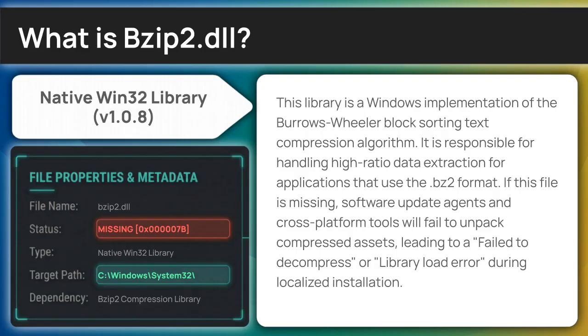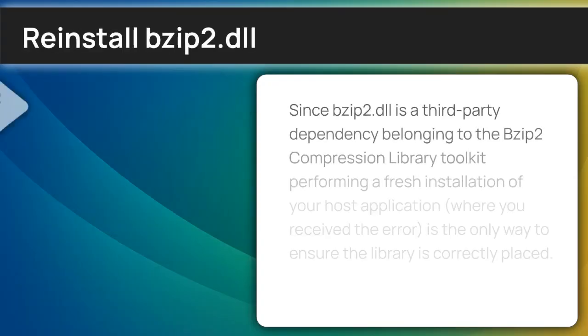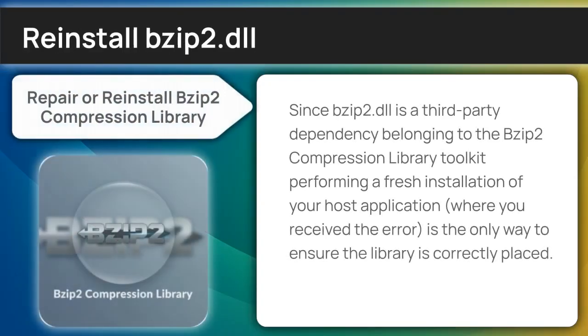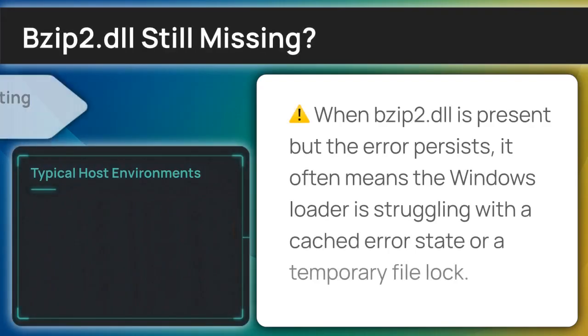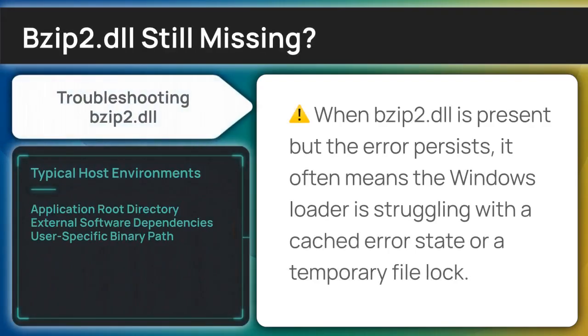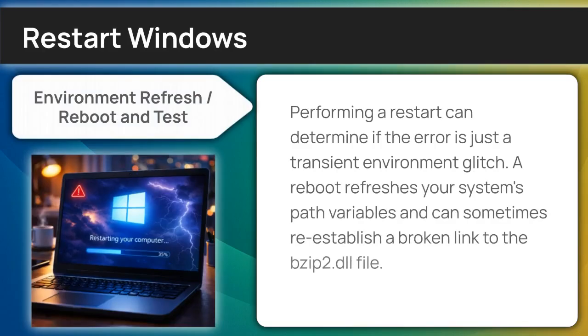With that background out of the way, here is how we actually restore the missing component. Since Bzip2 Library DLL is a third-party dependency belonging to the Bzip2 Compression Library toolkit, performing a fresh installation of your host application where you received the error is the only way to ensure the library is correctly placed. If you're still finding yourself stuck after the reinstall, our next priority is to check for any active blocks in the system path. A quick system restart is a practical way to ensure that all shared libraries, including Bzip2 Library, are being loaded correctly into the current session's memory.